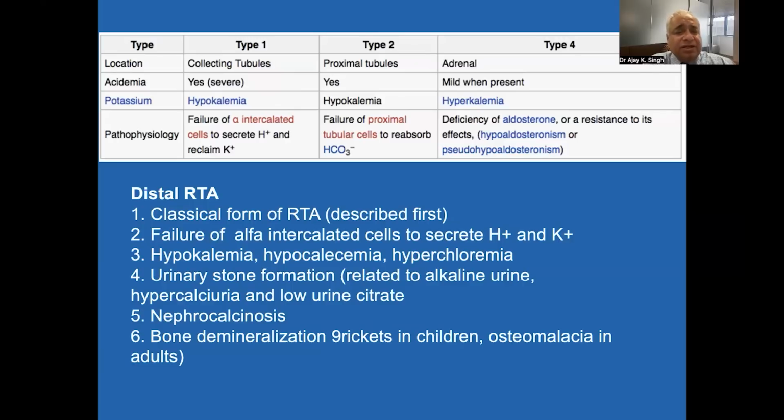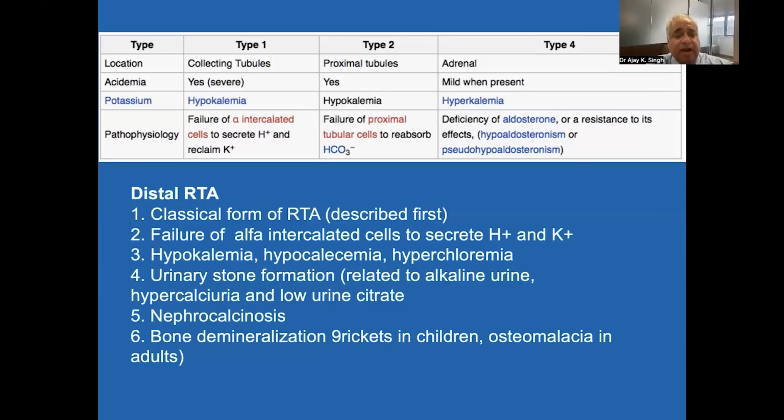The pathophysiology in type 1 is failure of alpha intercalated cells to secrete hydrogen ions and reclaim potassium, whereas in type 2, it's failure of proximal tubular cells to reabsorb bicarbonate. Whereas in type 4, you get hyperkalemia, and this is because of a deficiency of aldosterone or resistance to its effects. Now, distal RTA is the classical form of RTA. It was the one that was described first, and it's basically failure of the alpha intercalated cells to secrete hydrogen ions and potassium. So this is type 1 RTA.